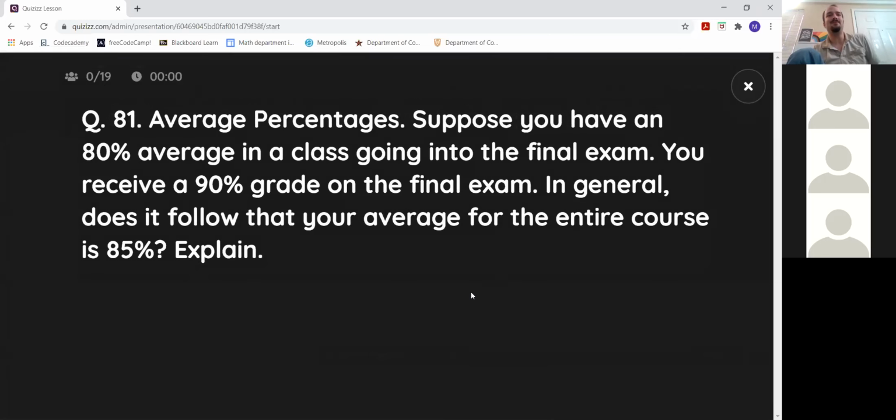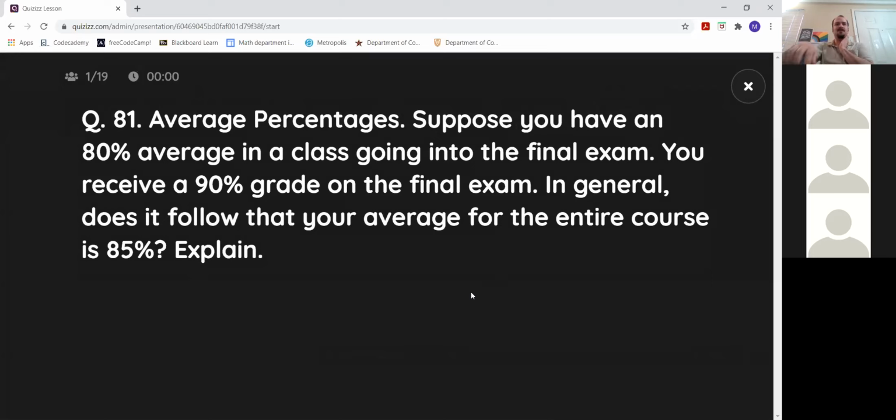Average percentages. Suppose you have an 80% average in a class going into the final exam. You receive a 90% grade on the final exam. In general, does it follow that your average for the entire course is 85? So in this class, this is definitely not true because we have a weighted grade. But what I think they're asking is like everything is equally weighted, I think is what they're probably assuming in this problem.